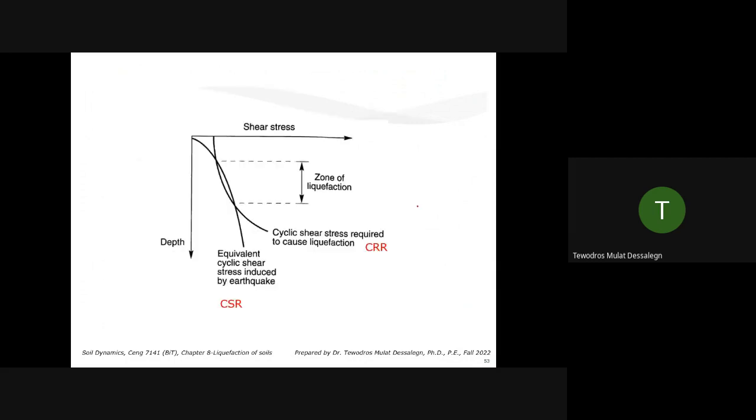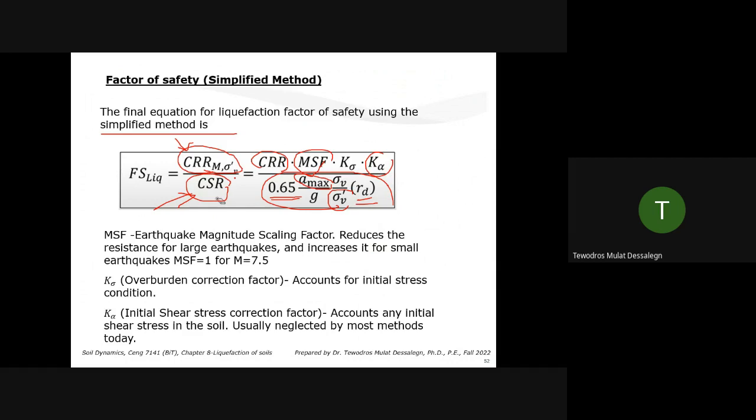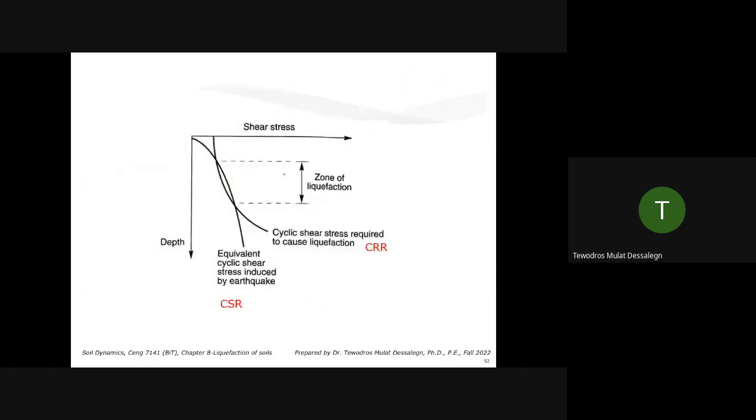And this is what it looks like. In general, if you find the CRR at different depths using these charts, this is what you get. This one, we already got, right? Using something like SHAKE, we get the CSR. The CRR part, the soil capacity part, normally looks something like this.